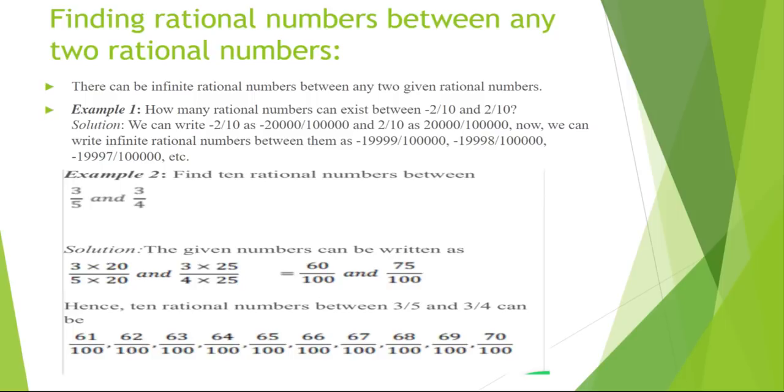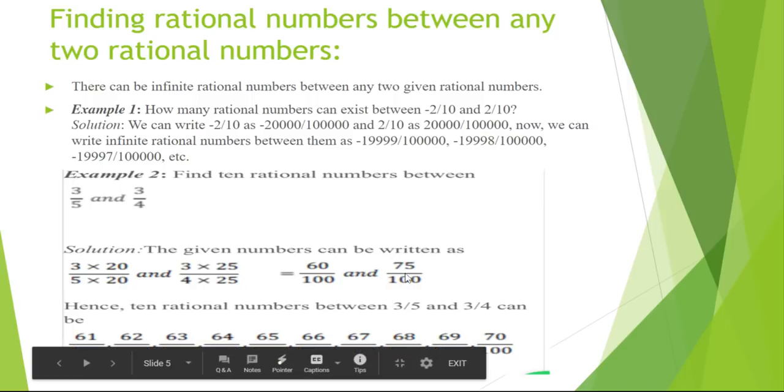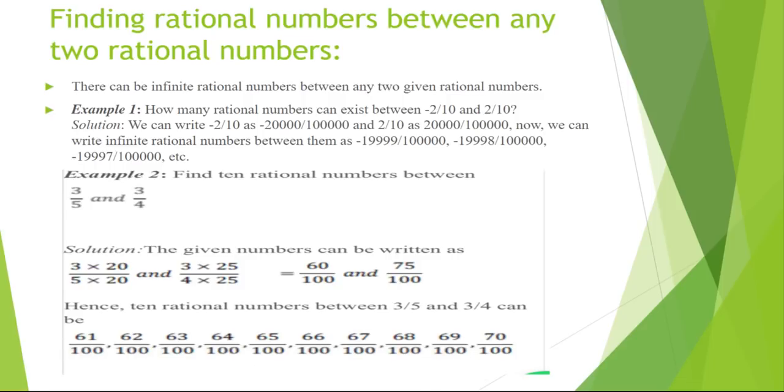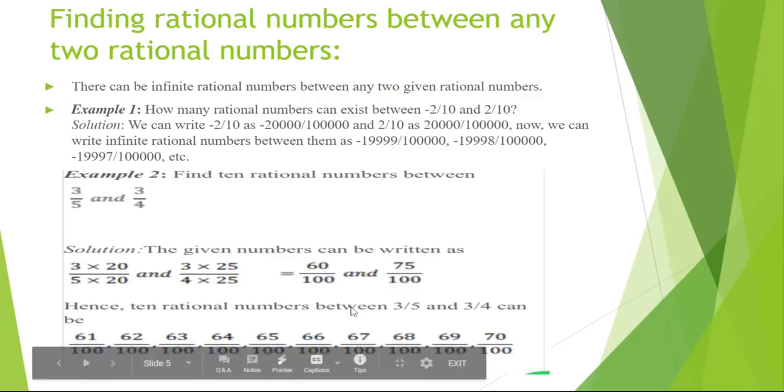What you can do is you can also find the LCM and then multiply it with 10 or 100, depending on the rational numbers being asked. Also, please keep in mind that you cannot include 60 by 100 and 75 by 100 in this list, because it is strictly between these two. So keep in mind that you will not at all put these two rational numbers in the list. That will be wrong.